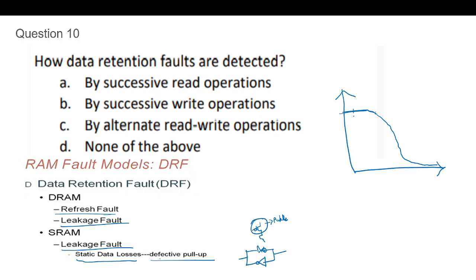So now how can we detect this? We read at this point, we see it's 1. We read at this point, we see again it's 1. We see some discharge, but maybe because of noise smudging, we read as 1. But at this point, we see it's a 0. So we read here and we are able to detect this fault. This is like successive read, so successive read operation.